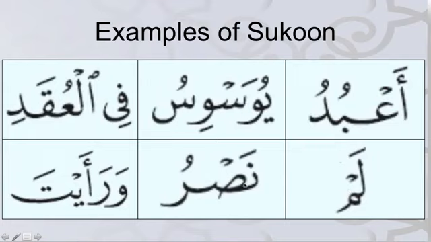Noon fatha sad sukun nas. Ra dhamma ru nasru. Waw fatha wa. Ra fatha ra. Wa ra. Hamza fatha ya sukun ay. Wa ra ay. Ta fatha ta. Wa ra'ayta. That brings us to the end of the examples of Skoon.